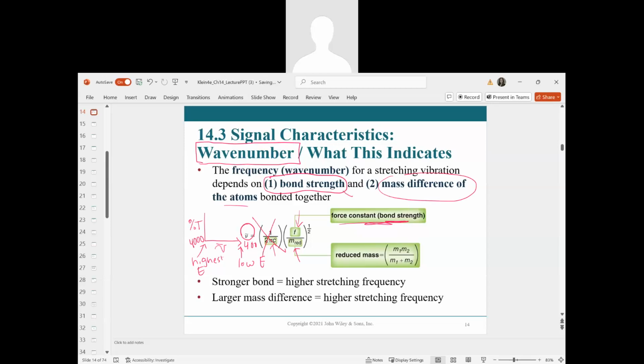And by bond strength, we can say, is it a single bond? Is it a double bond? Is it a triple bond? And then the mass difference of the atoms, well, is it a hydrogen? Or is it something else? Is it a carbon being bonded, a carbon to some other compound, or some other functional group like an OH, right? So depending on what atoms are bonded together, we're going to see different energies, different signals produced. And our strongest bonds, the stronger the bond, the higher the stretching frequency. So the higher our wave number, the stronger the bond. And then the larger the mass difference, we're also going to see that trend, the higher the wave number.